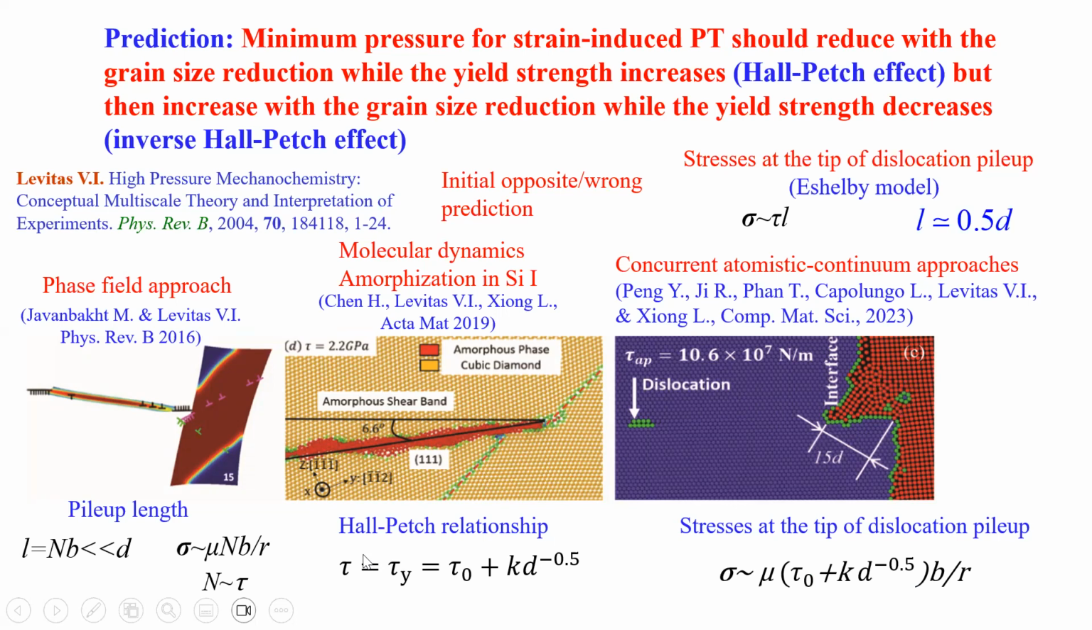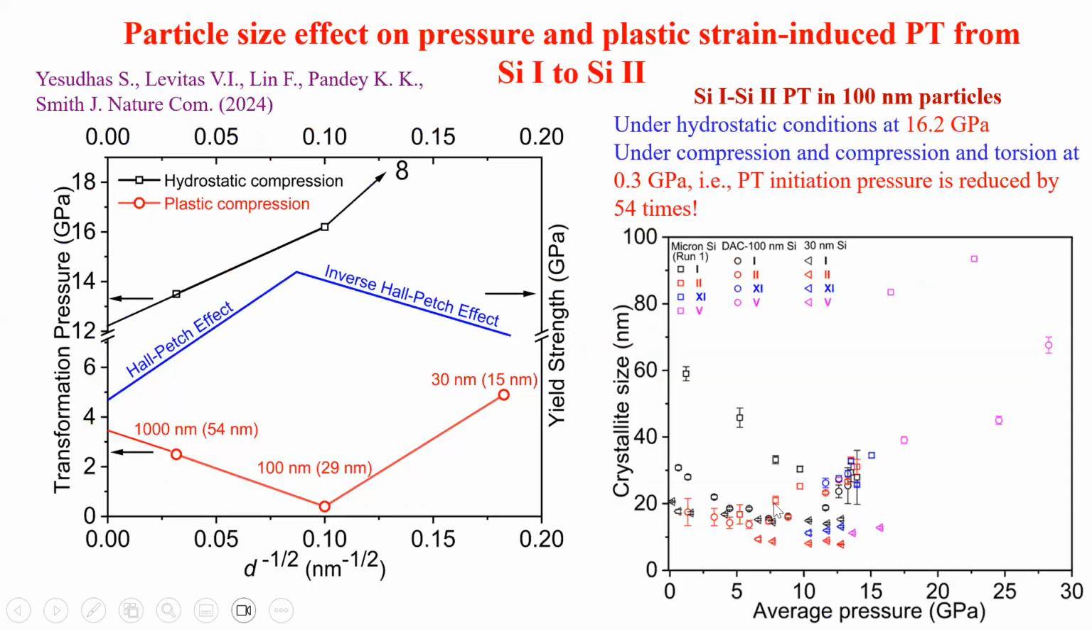And when we developed a theory of nucleation at a super dislocation and took into account the grain size dependence of yield strength, the direct and reverse Hall-Petch relationship, and put everything together, we predicted the relationship between yield pressure, grain size dependence of yield strength, and minimum pressure for strain-induced phase transformation. So in the region of the direct Hall-Petch effect, when yield strength grows with reduction of grain size, we predicted that phase transformation pressure should reduce. And indeed, for micrometer silicon particles, phase transformation pressure is 2.5 GPa. For 30 nanometer particles, it's already 0.3 GPa.